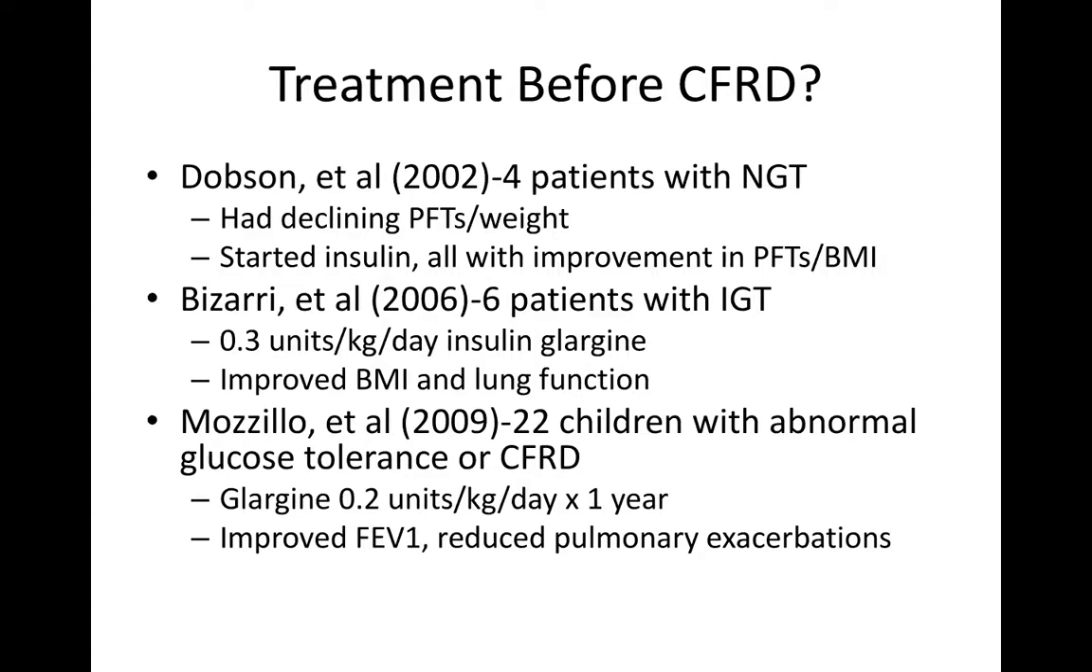The first study looked at 4 patients with a normal glucose tolerance test, but they were having declining PFTs and weight. And they started insulin on these patients even though they had a normal glucose tolerance test, and all of them had improvement in their PFTs and BMI. Another series of 6 patients with impaired glucose tolerance started insulin on these patients, and all of them had improved body mass index and lung function. And then another group looked at 22 children with some abnormal glucose tolerance or CFRD, and they started insulin for a year, and they had improved pulmonary functions and reduced number of pulmonary exacerbations.